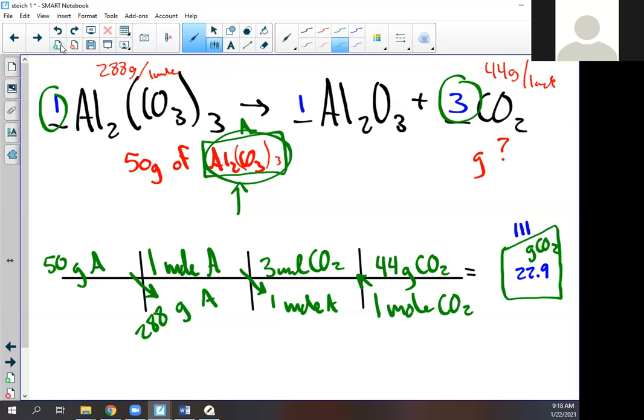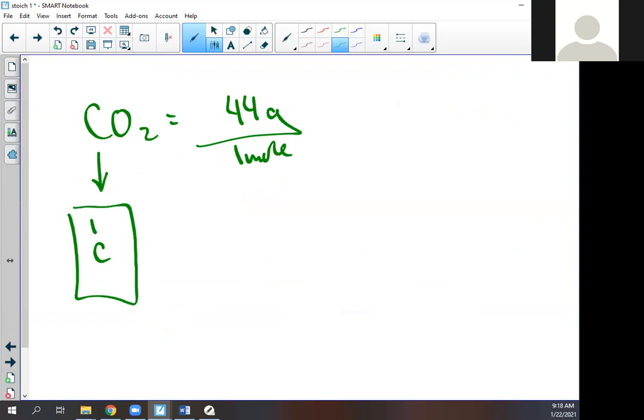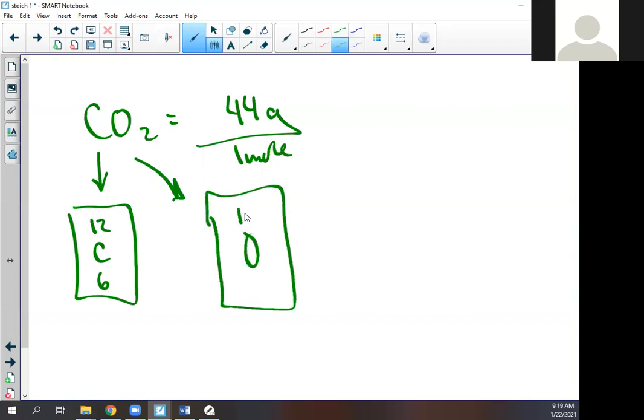Let me tell people in the digital world in case they don't. I said CO2 was 44 grams per 1 mole. Please remember, digital world, when we do this, we're looking at the periodic table. Carbon has a 12 and a 6, and then O has a 16 and an 8. But there were 2 of these. So 32 plus 12 was 44.